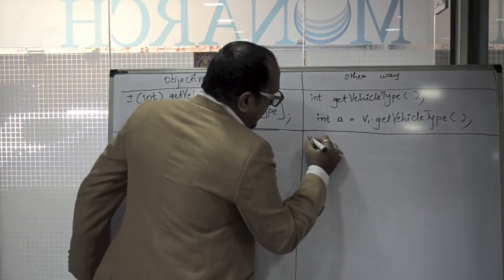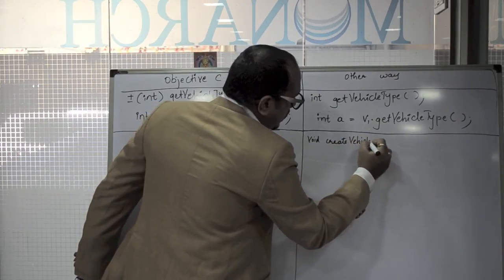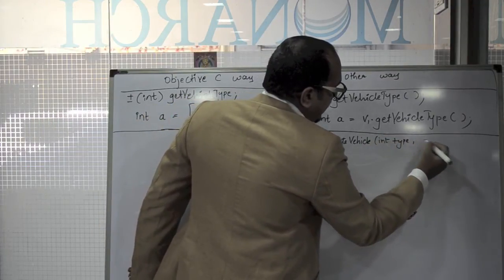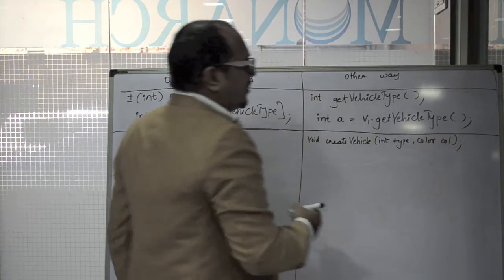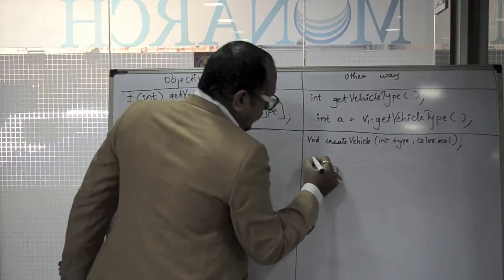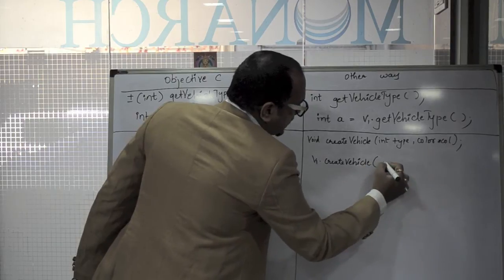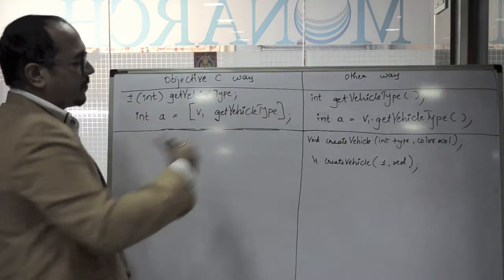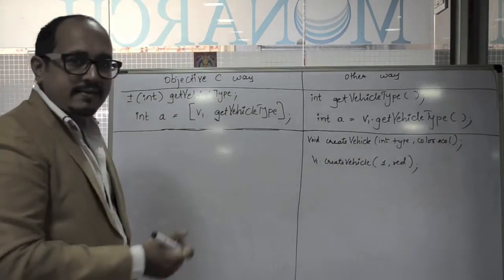So in other languages we say void create vehicle, I would say int type and color. So I am creating a vehicle with a type and a color object. Okay, how will I call this? v1 dot create vehicle, say type is 1, color say red. So create vehicle has two parameters. One indicates the type and red indicates the color.